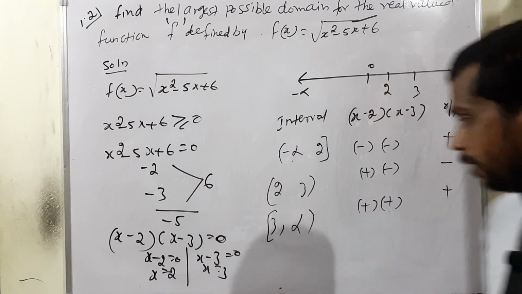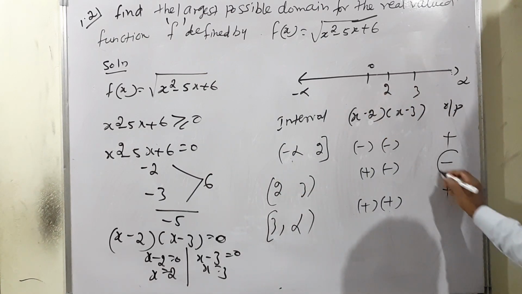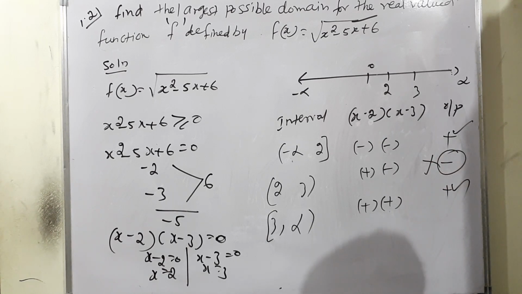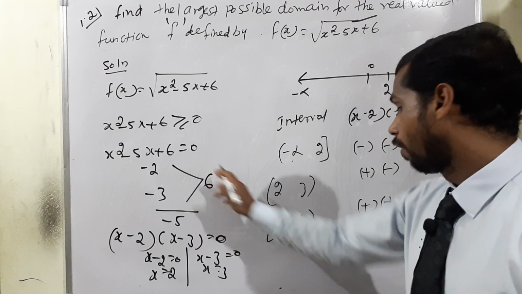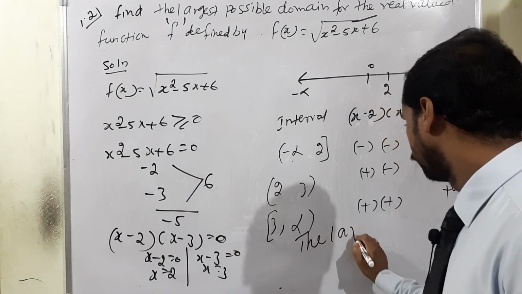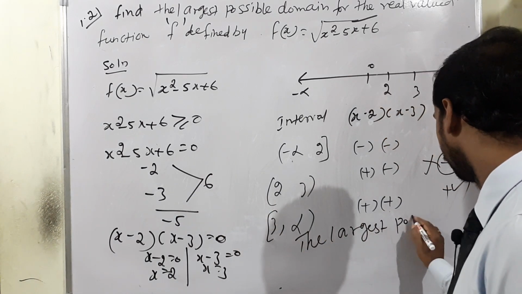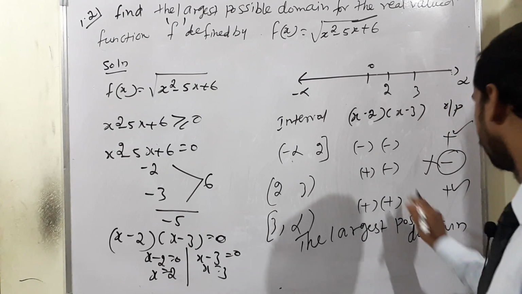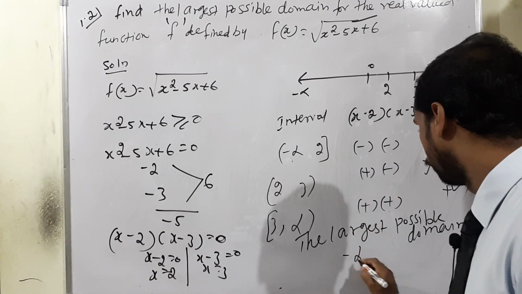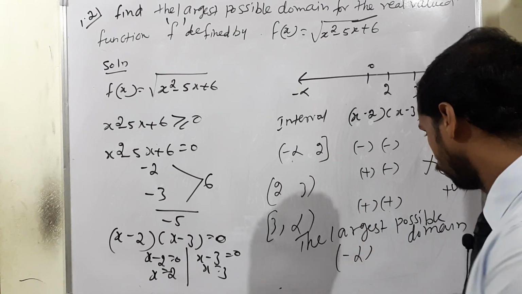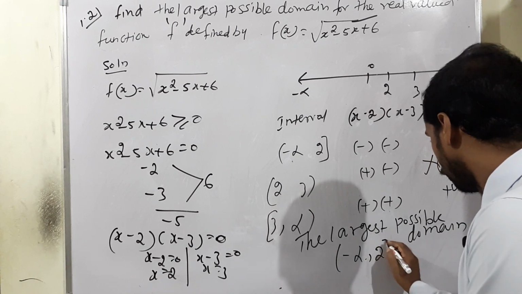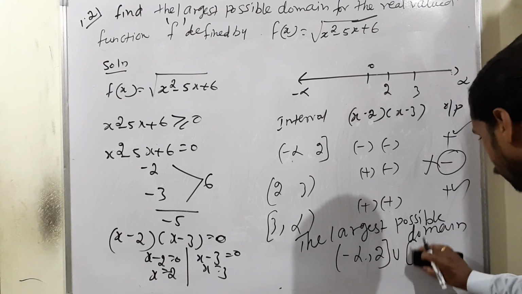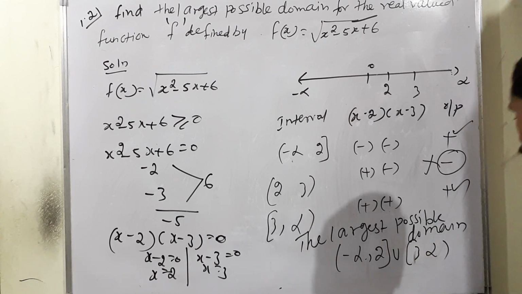Only positive cases. Here we have 3 different outputs, but for the second output we have negative. So it's not a function. Only in the first case and last case do we have the output. Therefore, the largest possible domain, what is the value? Minus infinity to 2, closed interval, union of 3 to infinity. This is a closed interval.